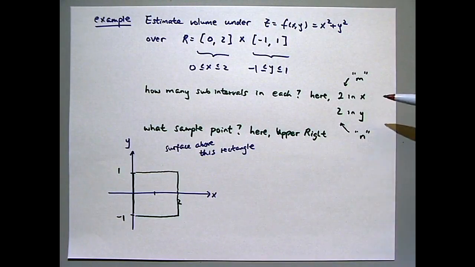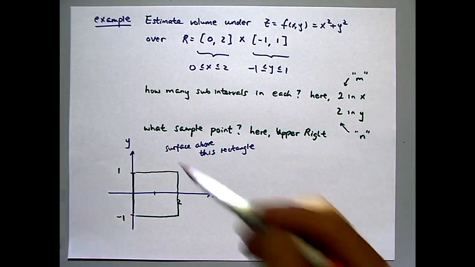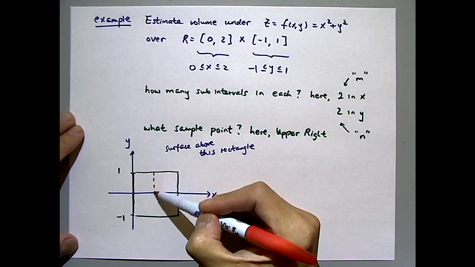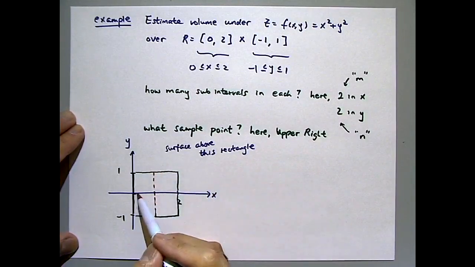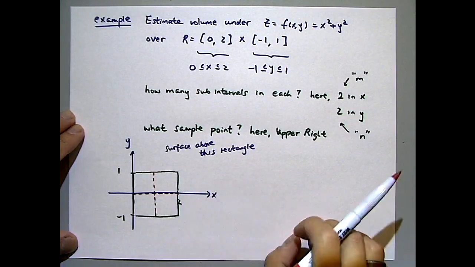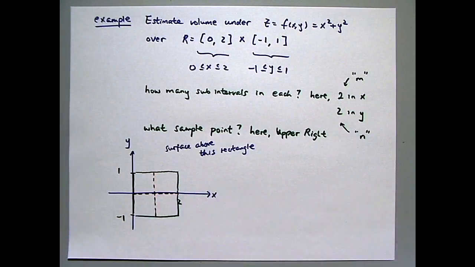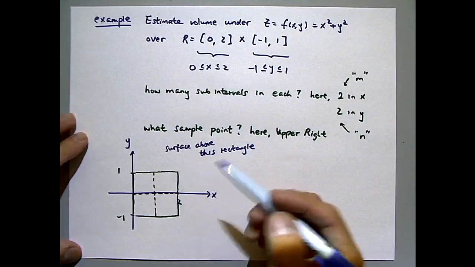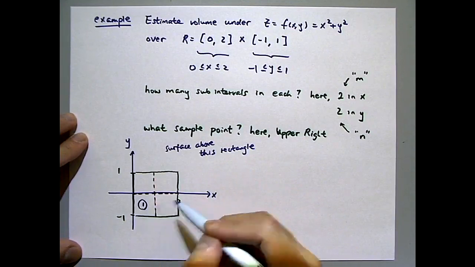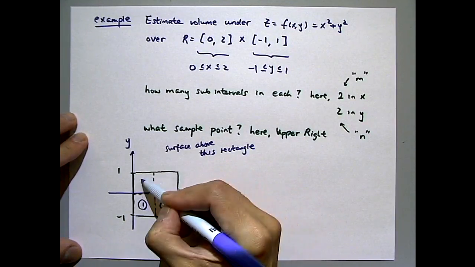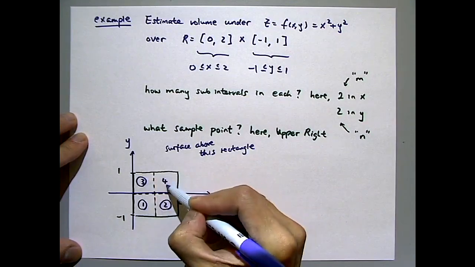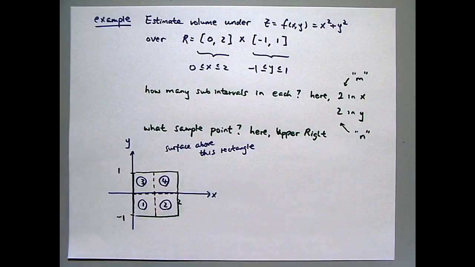We made a choice to divide x and y both into 2 subintervals. So here we go. Here are the 2 subdivisions. That gives us 4 columns to deal with. I'll just label them for clarity here. We have 1, 2, 3, and 4 columns to worry about.